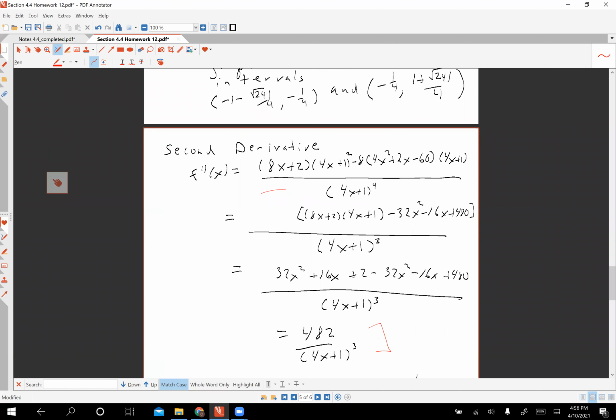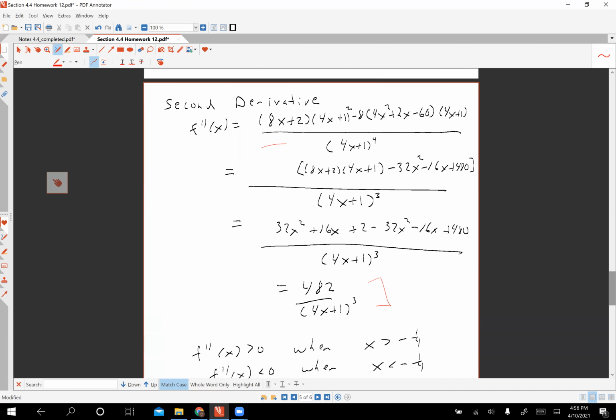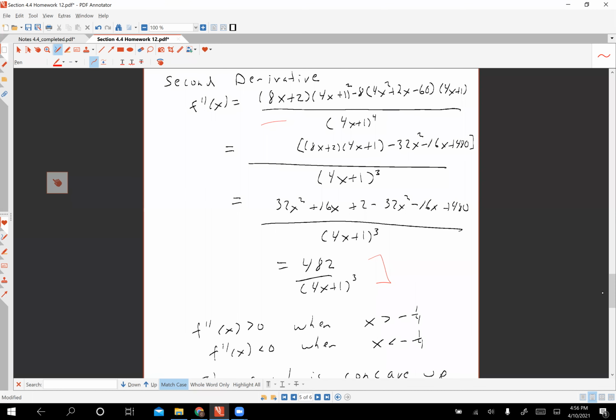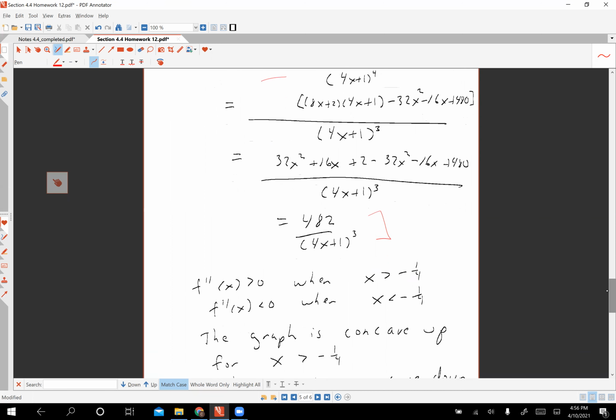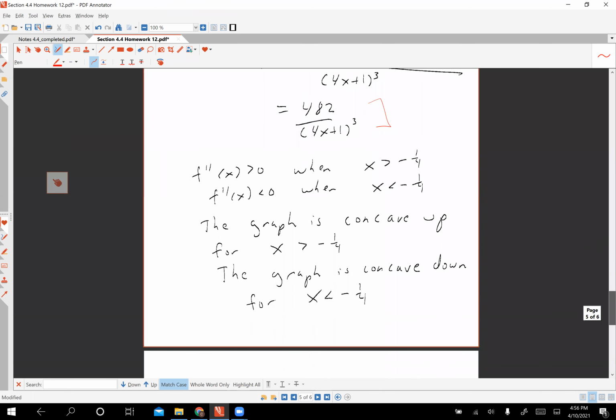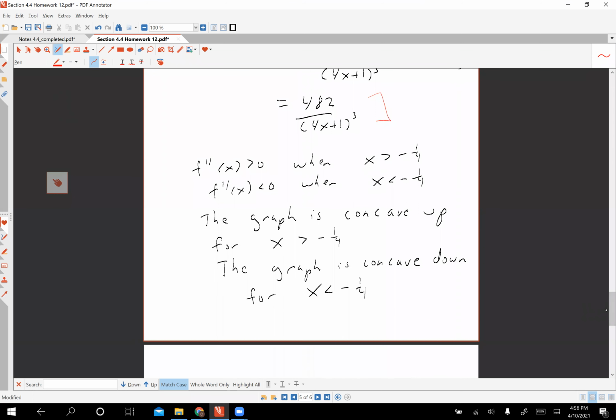I'm pretty sure I checked this. It kind of comes out nice, though. The second derivative is 482 over the expression 4x plus 1 cubed. Remember that x equals negative 1/4 is an asymptote. The second derivative is positive for x greater than -1/4, and negative for x less than -1/4. So the curve is concave up to the right of the line x equals -1/4, and concave down to the left of it.